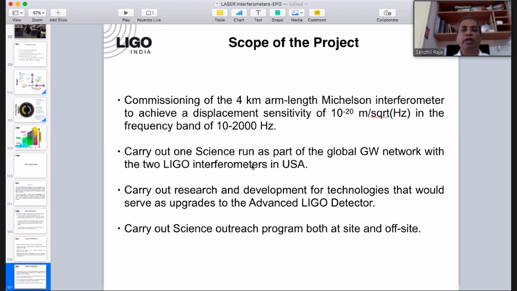Apart from that, one of the mandates of this project is also to do science outreach both at site and off-site. That's something that's being done with great enthusiasm across the various institutes.